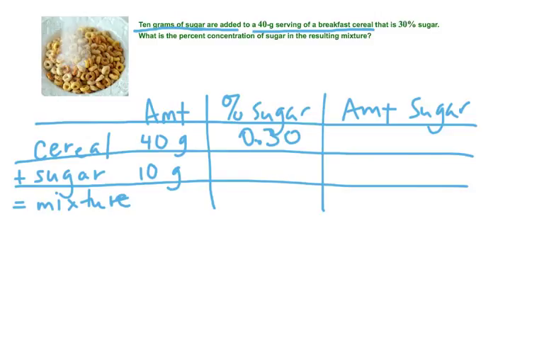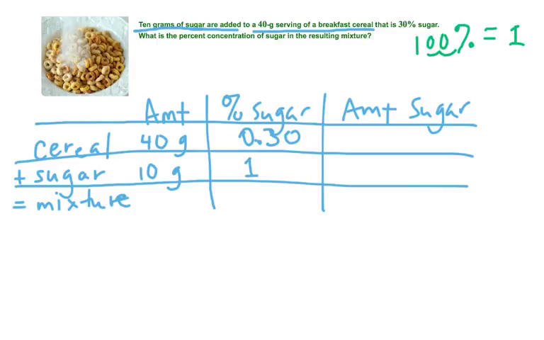Okay, and sugar. What percent sugar is sugar? Hopefully I have a lot of you saying to yourselves 100% sugar. Pure sugar is 100% sugar. How do we write 100% as a decimal? We do the same thing that we would always do, which is move the decimal over 2 places, and that is 1. So that's how we multiply by 100%: we multiply by 1.